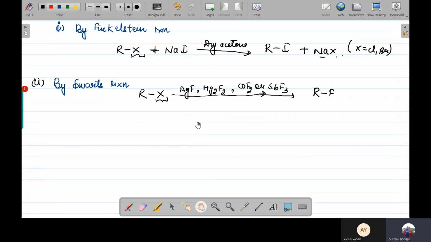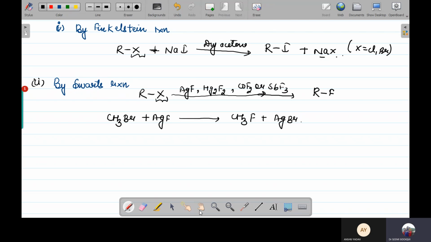Let's look at an example. Suppose I have taken methyl bromide. I make it react with AgF. So what is going to happen? Methyl fluoride will form and silver bromide is going to form. By this reaction, we finish our preparation of the haloalkanes.